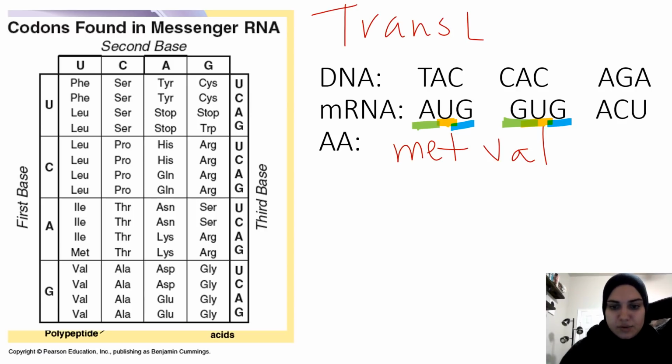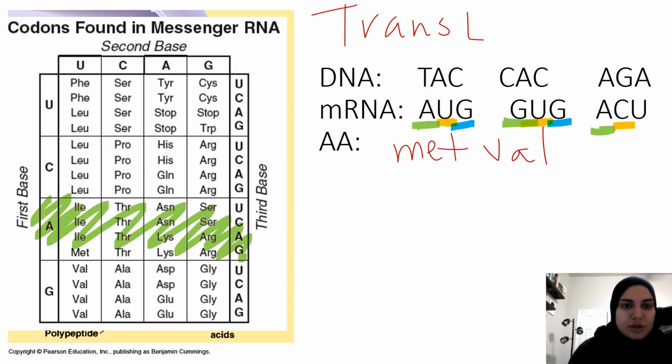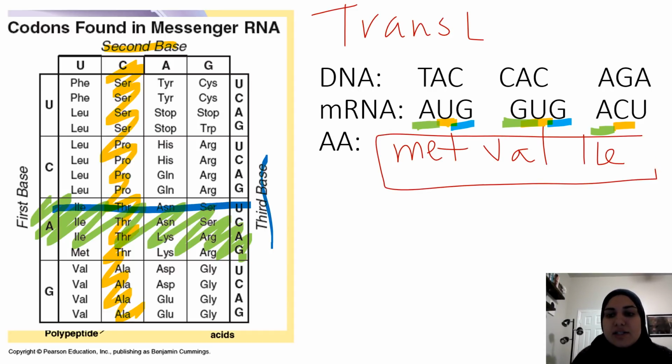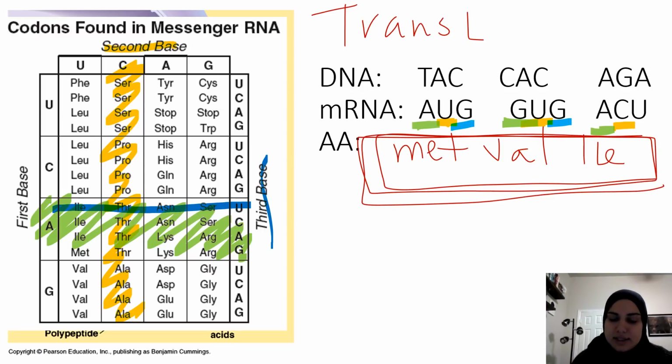My first letter is going to be A. So again, I follow A across. My next letter is C. So I go up here to second base. I follow C down. Where do my 2 colors meet? And then my last letter is going to be U. So I go over here to third letter. I follow U across. Where do all of them meet? At Ile. Yeah, we're good. Alrighty, you gotta double check yourself. So for this protein that I'm making, these are the names of the amino acids that would create it.